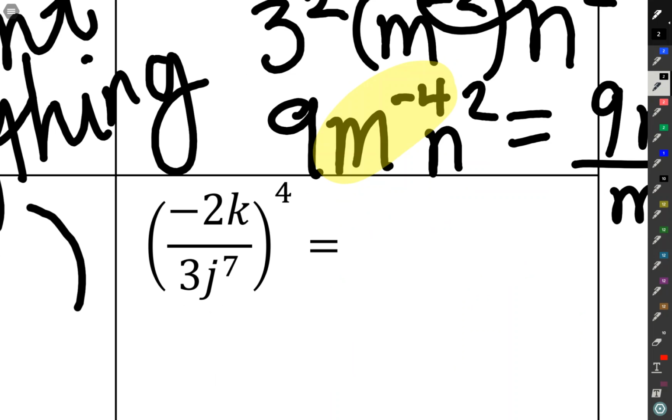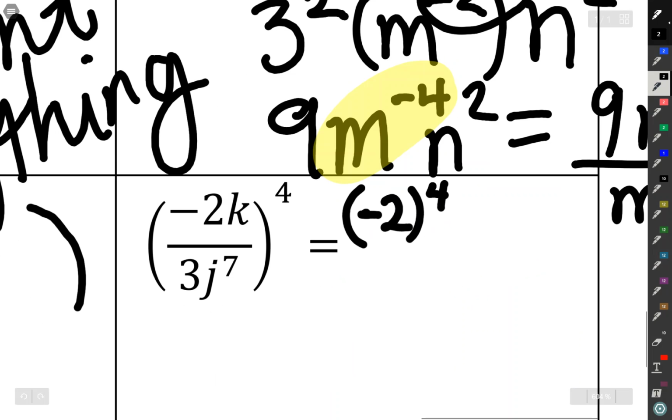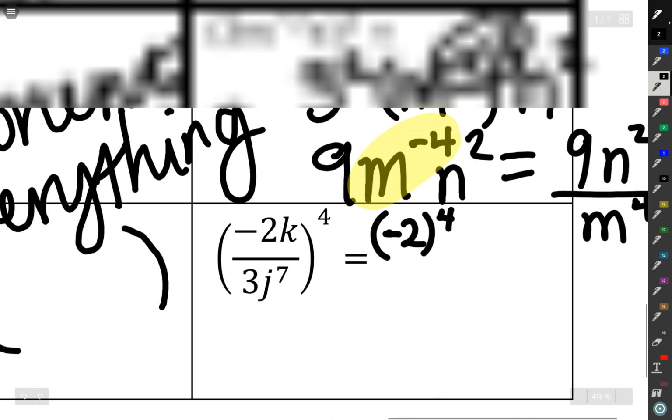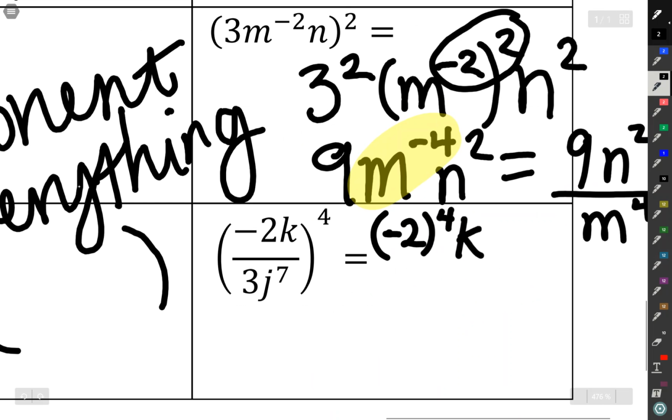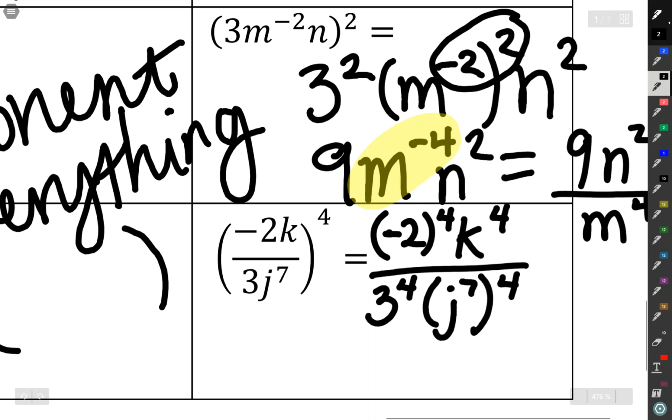All right, and in this example, everybody's going to get taken to the 4th power. So we got a negative 2 to the 4th power, and a k to the 4th power, so that's just in the top. On the bottom we have a 3 to the 4th power, and we have a j to the 7th to the 4th power. So remember that these are going to multiply. Power of a power multiplies.